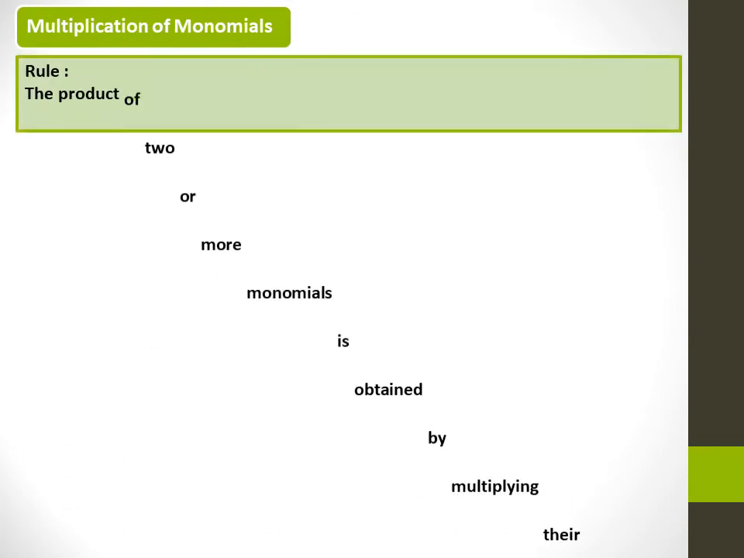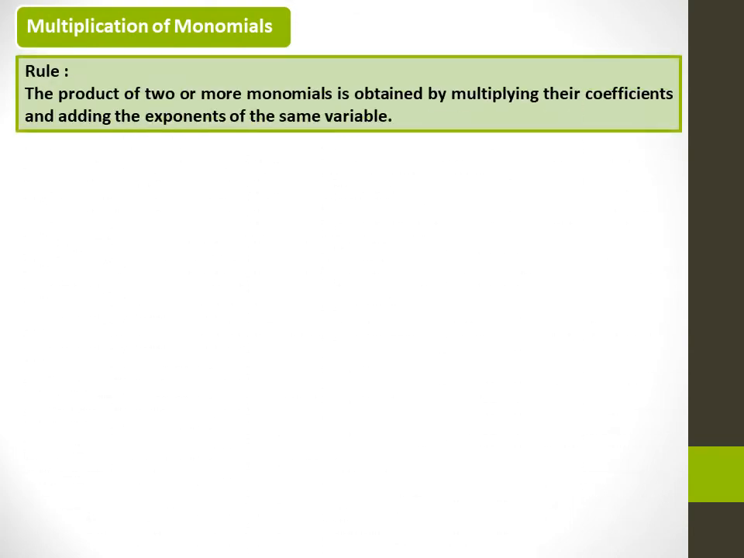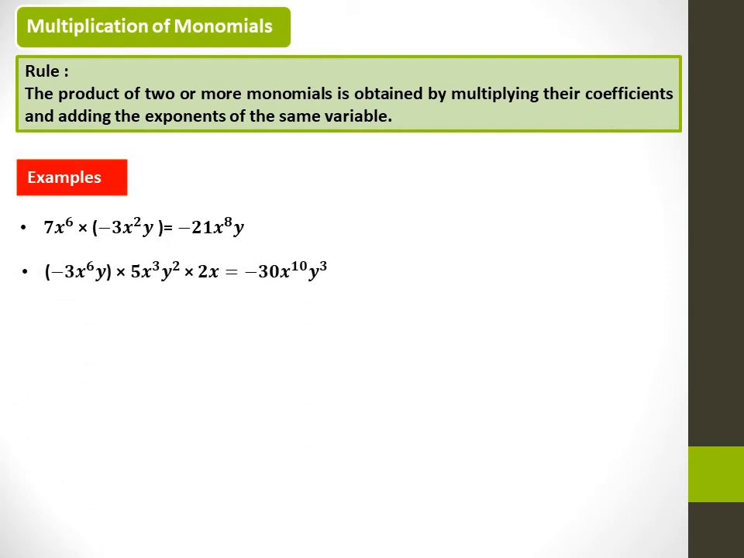Multiplication of monomials. The product of two or more monomials is obtained by multiplying their coefficients and adding the exponents of the same variable. Examples. I start by multiplying the coefficients. 7 times negative 3 is equal to negative 21. Now I add the exponents of the same variable x. 6 plus 2 equals 8. Y appears only in the second term, so the answer is negative 21 x to the power of 8y.